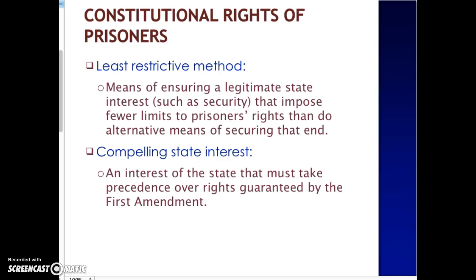Okay, so the constitutional rights of prisoners are outlined two ways, what we call the least restrictive method and the compelling state interest. Least restrictive method means it's a means of ensuring legitimate state interests, such as security, that impose fewer limits on prisoners' rights than do alternative means of securing that end. And then the compelling state interest is an interest of the state that must take precedence over rights guaranteed by the First Amendment.